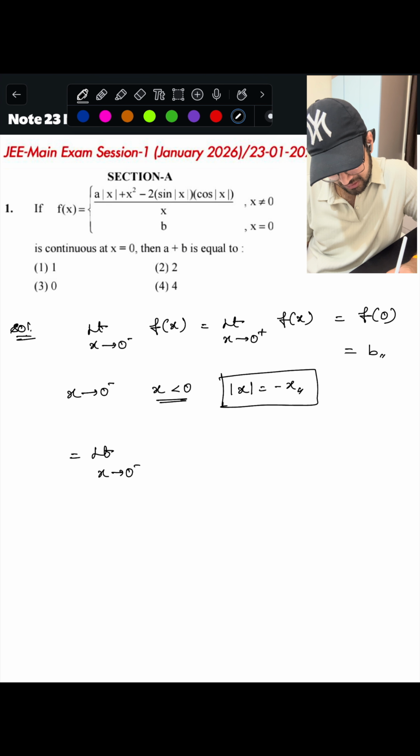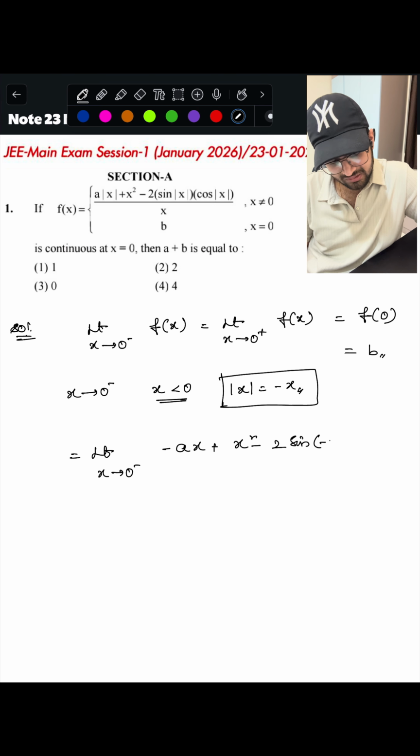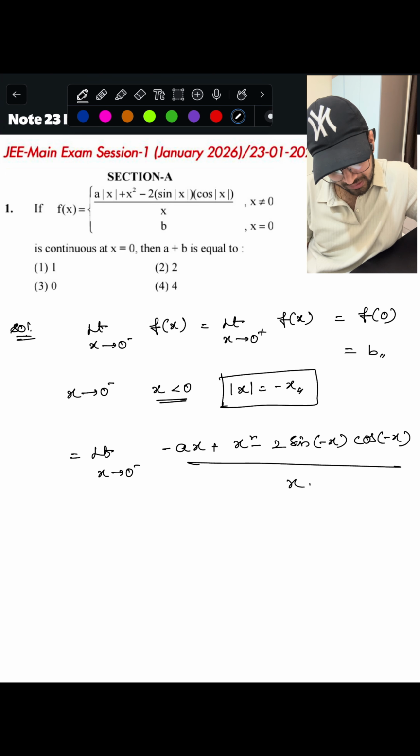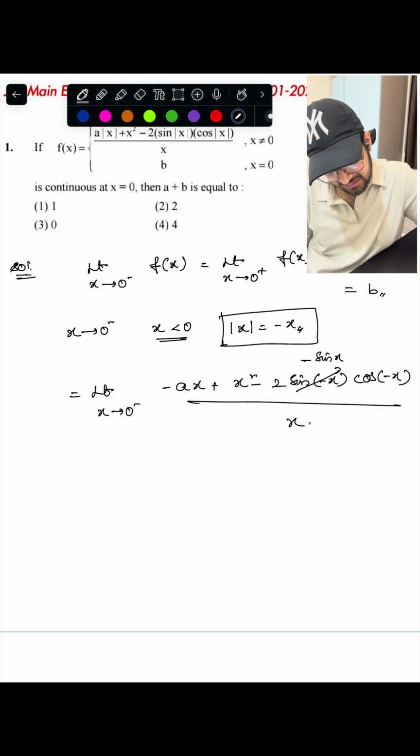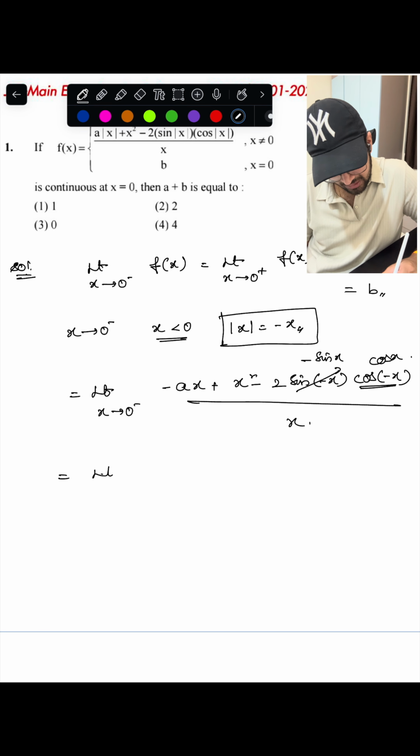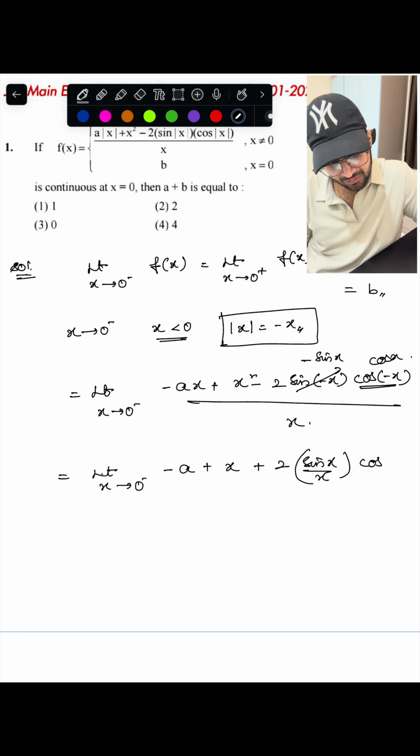So limit x tending to 0 minus, I will have minus ax plus x square minus 2 sine of minus x cos of minus x, whole by x. Here sine of minus x means minus sine x, and cos of minus x means cos x only. And dividing with x here, I will be getting minus a plus x plus 2 sin x by x into cos x.